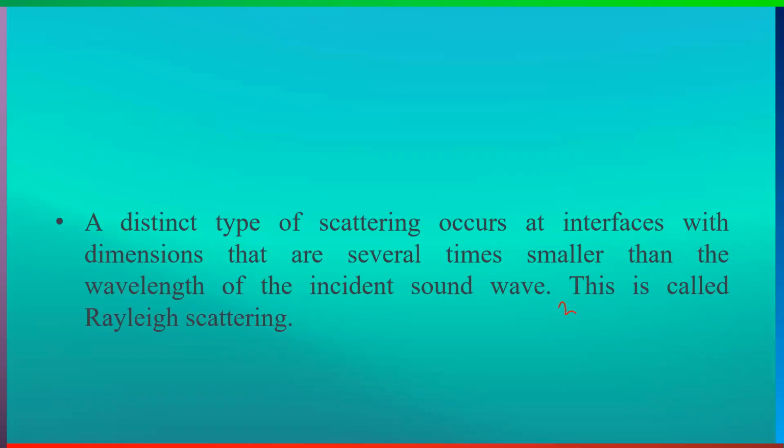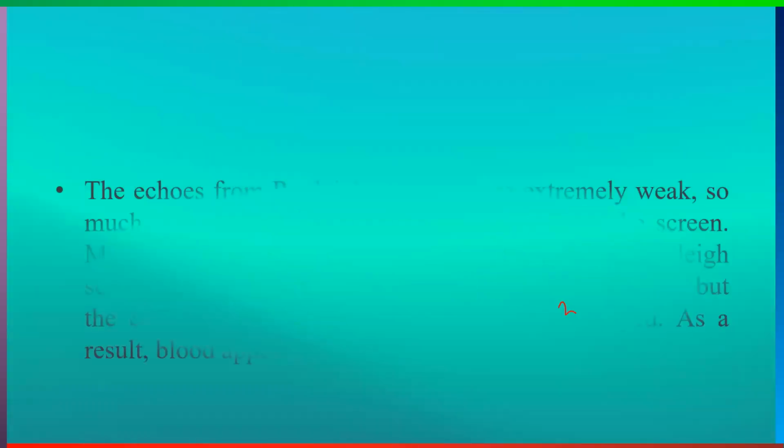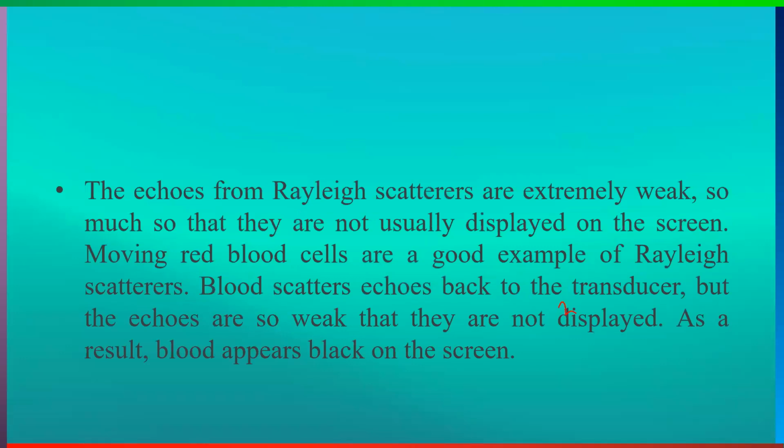So that was all about scattering. There is a special kind of scattering which is called Rayleigh scattering, right? That is important. In the case of Rayleigh scattering, the size of the scatterer will be substantially smaller than the wavelength of the incident sound wave.